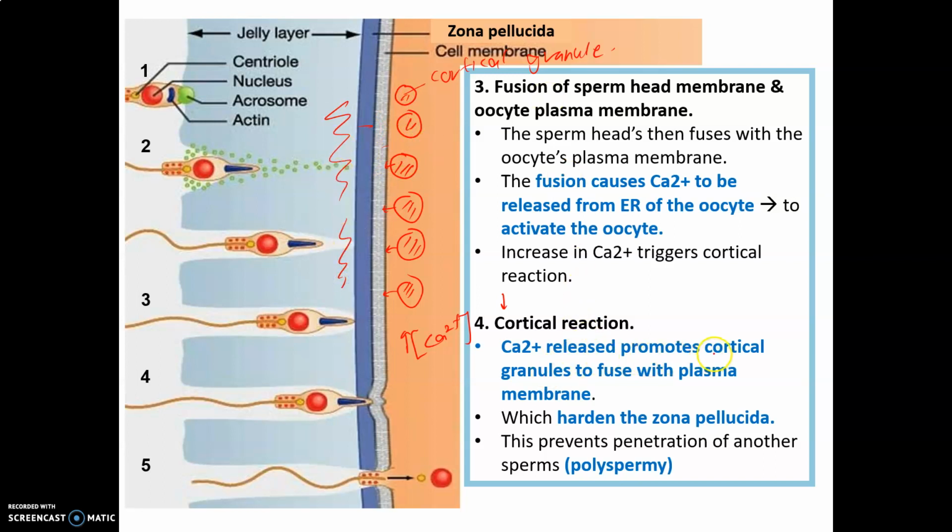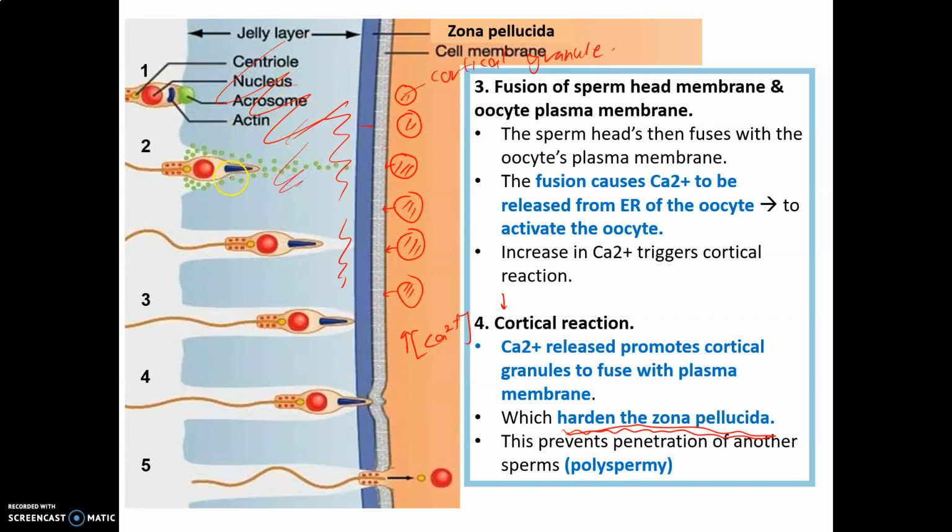Okay, calcium release promotes cortical granules to fuse with the plasma membrane dan the content release from the cortical granule tadi, apa function dia? Dia akan mengeraskan, it will harden the zona pellucida. Okay, dia akan keraskan di zona pellucida. Apa kepentingan this cortical reaction? Disebabkan satu sperm dah fuse dengan oocyte plasma membrane, terus ada this cortical reaction. Now, sekiranya ada sperm yang sedang melalui zona pellucida, terus this jelly layer become keras, dia jadi semen.